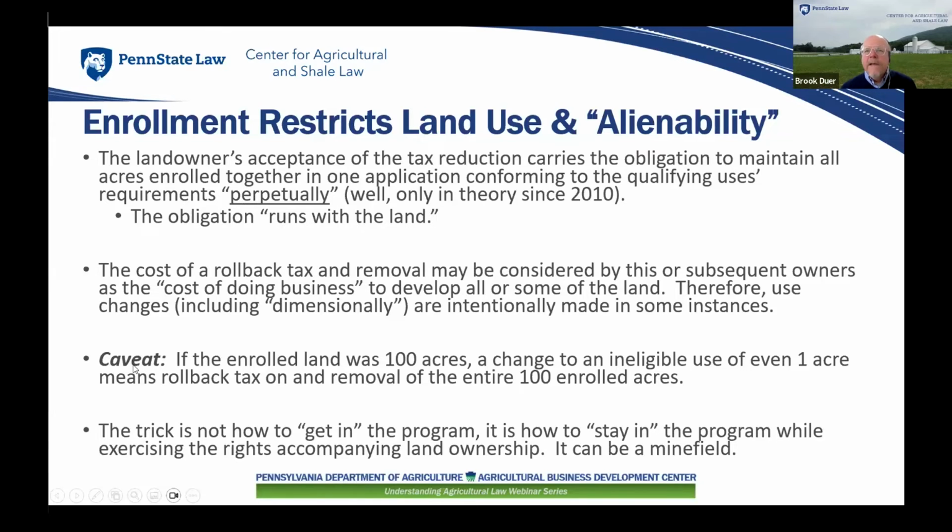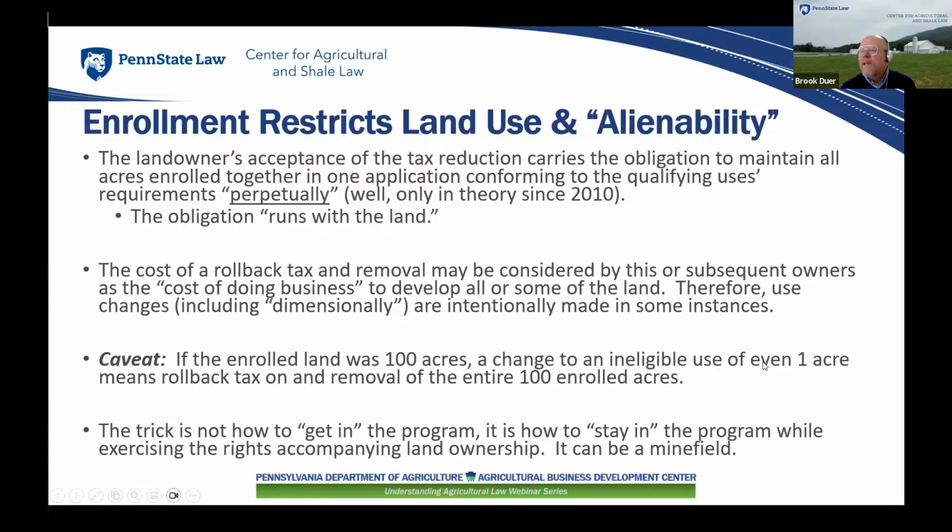Leave it at that. Now, again, the caveat, I've already sort of explained it. If the enrolled land was 100 acres, a change to an ineligible use in some way of even 1 acre means you get a rollback tax bill and a removal from the program of all 100 acres. And again, just to be clear, there's 2 ways that happens. Either it happens through the voluntary process that now exists in the statute, which bars that same owner from re-enrolling.